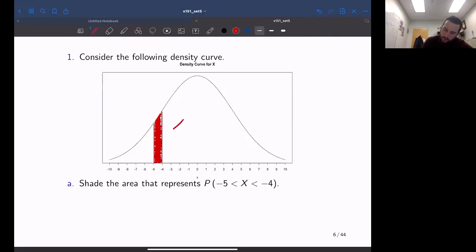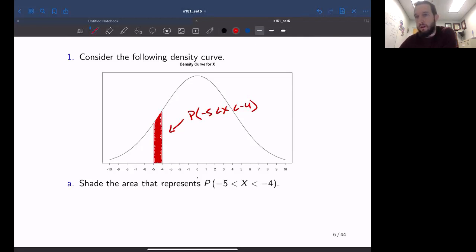Okay. So this shaded part here represents the probability that -5 is less than x is less than -4. As we progress through the lecture set, we will learn how to evaluate this probability. So we will learn how to calculate it. In this particular first example, we don't have any information yet. So all we can do is visualize the area.